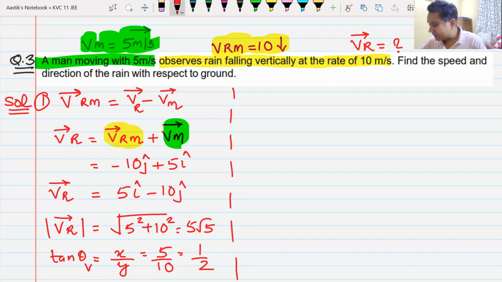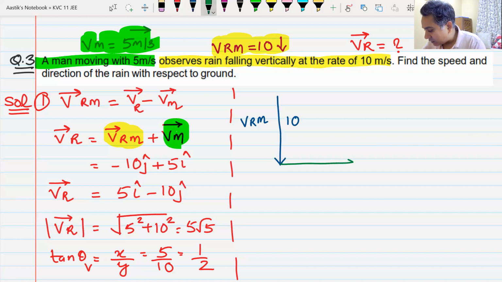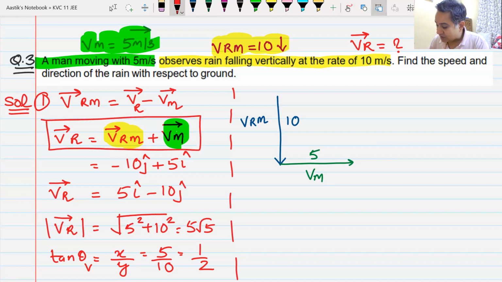drawn in a vector form or diagram form. So what will I do? I will draw the vector of this one. This is velocity of rain with respect to man. It is 10 meter per second downwards. Then what will I do? I will add the velocity of man with respect to ground, which is 5 meter per second. If I add these two vectors, I will get the resultant vector. So basically what I have done here, my dear friends, I have written this equation not as an equation, but drawn it as a diagram.